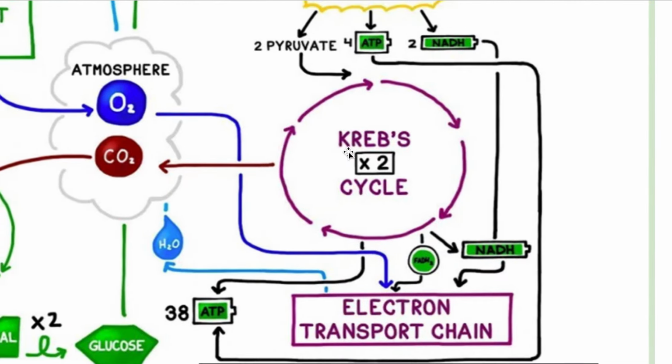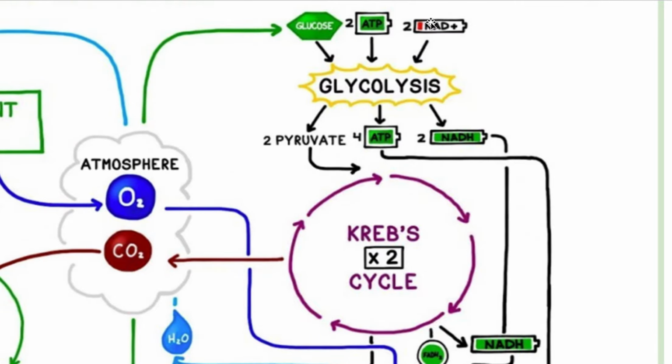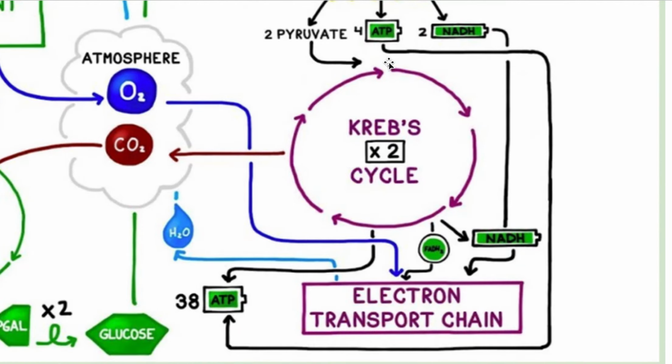Now we're in the Krebs cycle. We are in the mitochondria. The glycolysis is performed in the cytoplasm, but the Krebs cycle is performed in the mitochondria. So the pyruvate is broken down into acetyl-CoA. My brother said it's acetyl-CoA. I'm not that good at remembering names.